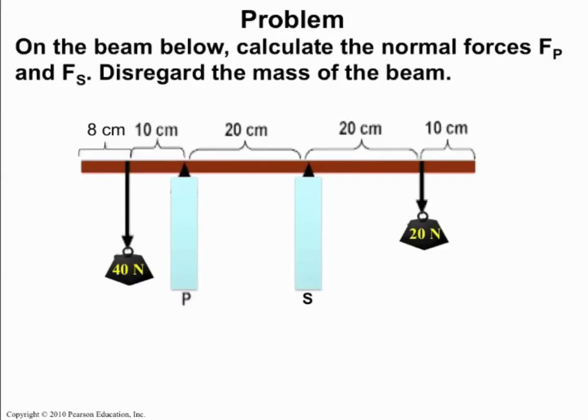Let's look at this problem. On the beam below, calculate the normal forces Fp and Fs. Disregard the mass of the beam. All right, to explain this problem a little bit, we just have two pillars here supporting the beam, pillar P and pillar S, and the beam has weights hanging on it. One weight is 40 newtons and the other weight is 20 newtons.